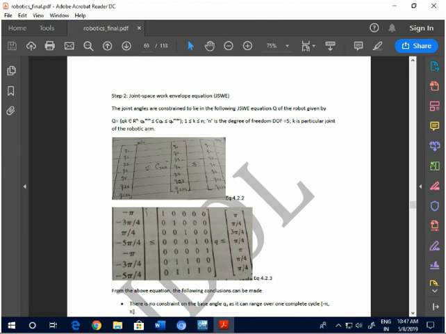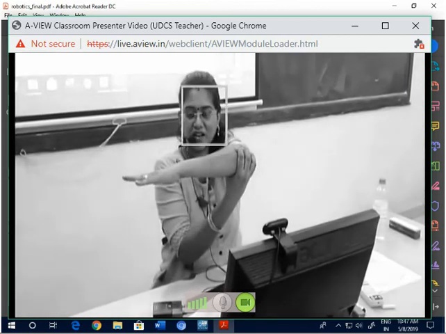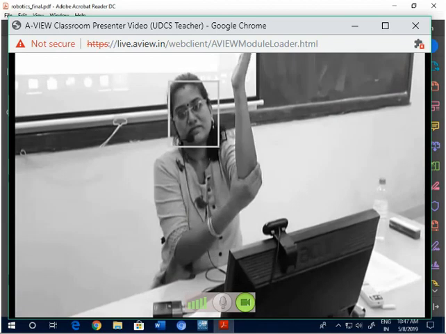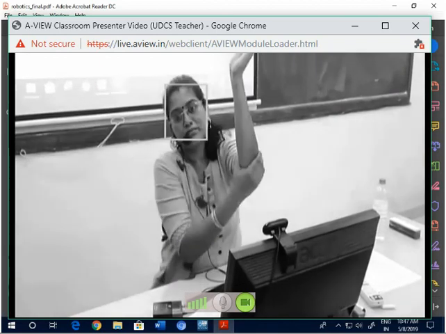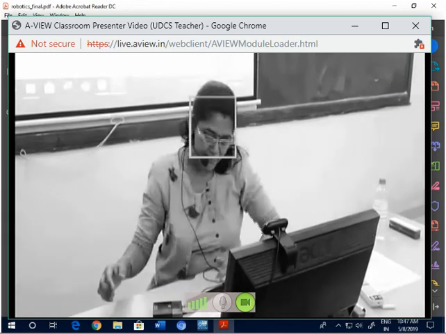Which angle? Q2,3. When it is horizontal, because your elbow is connected like this, the angle will be equal to 0. It is with the plane. When it is vertical, you are taking a pi by 2, a 90-degree angle. So it is minus pi by 2.